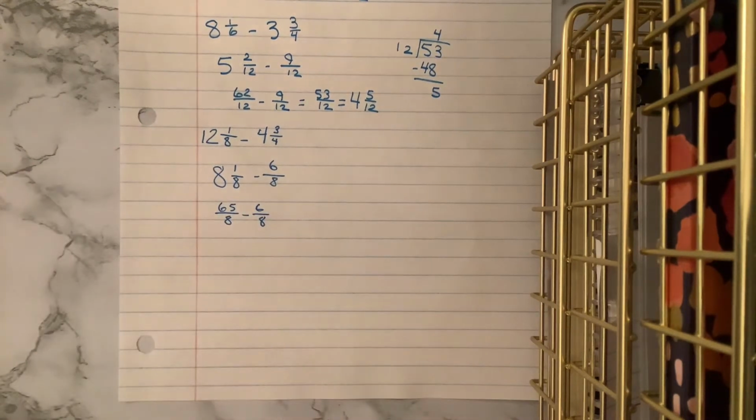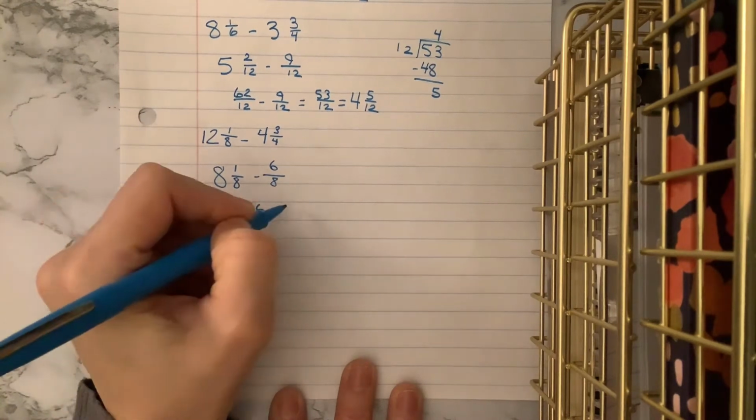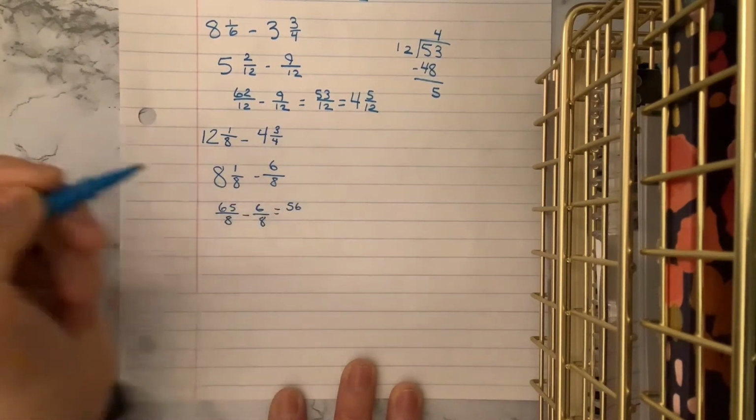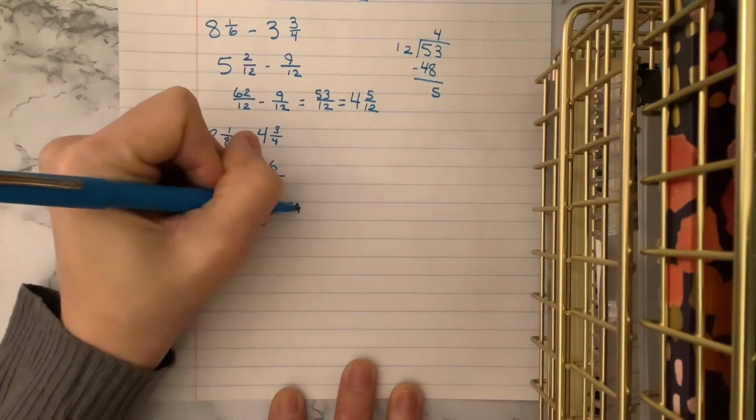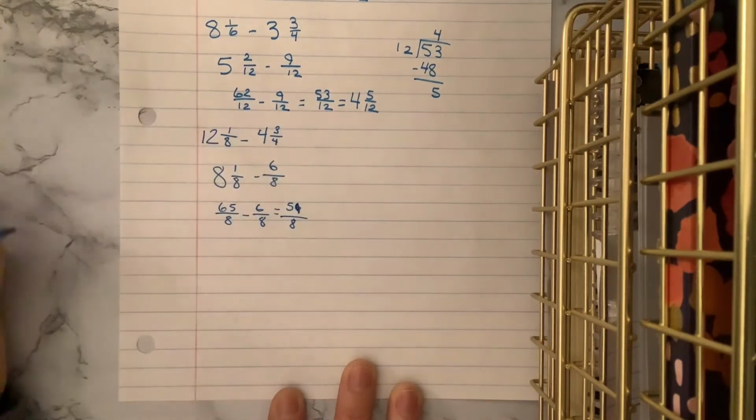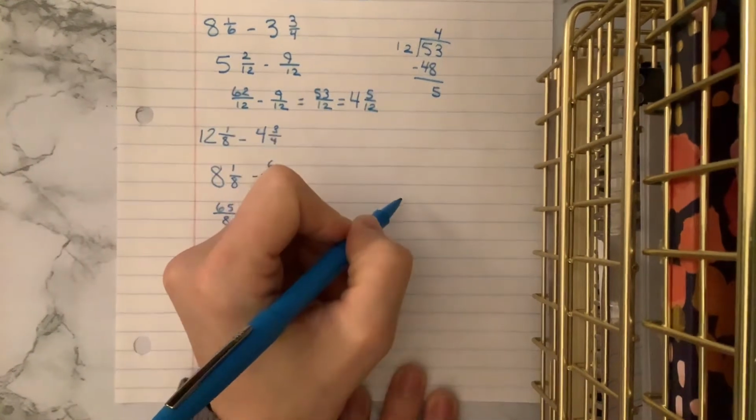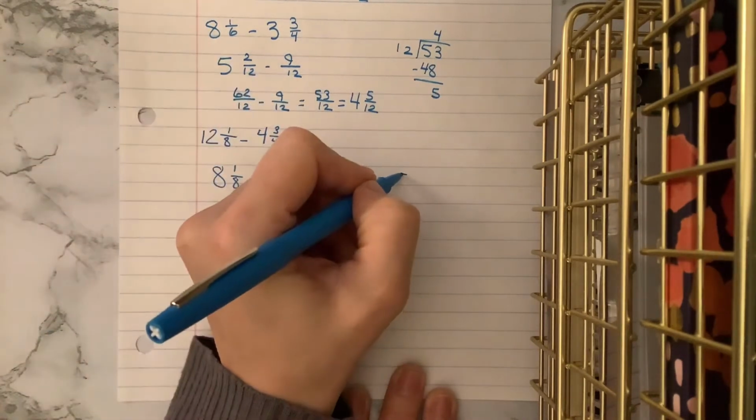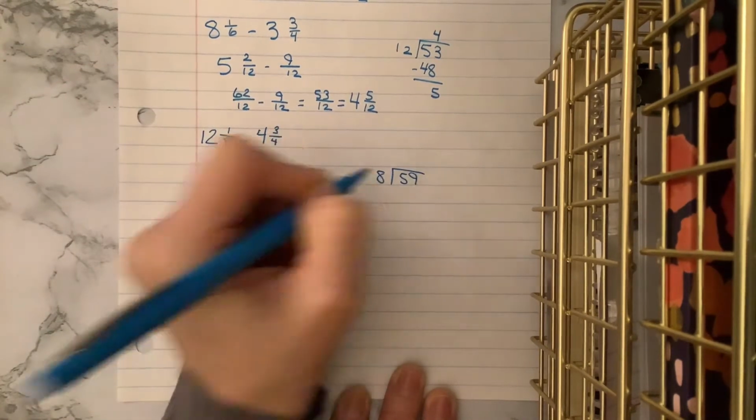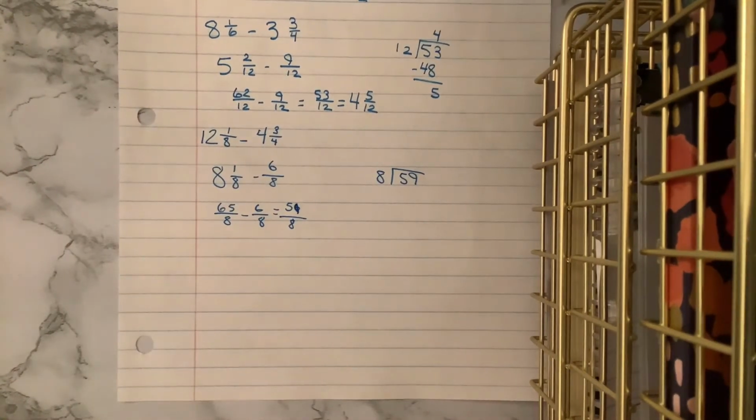Now we should be able to subtract. 65/8 minus 6/8 is, that's not right, 59 should be what you got, 59/8. Okay, and so now we come on over and do our subtraction.